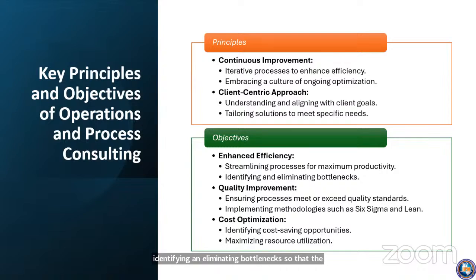Now we have quality improvement, ensuring processes meet or exceed quality standards, and then implementing methodologies such as Six Sigma and Lean. And then we have cost optimization, identifying cost-saving opportunities and maximizing resource utilization. This is very, very important. And these are the key principles and objectives surrounding operations and process consulting.